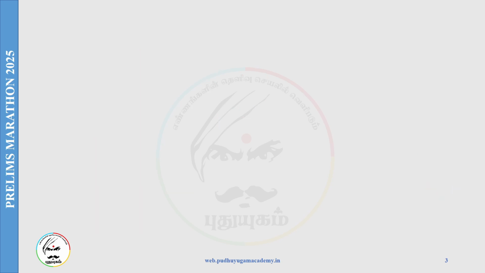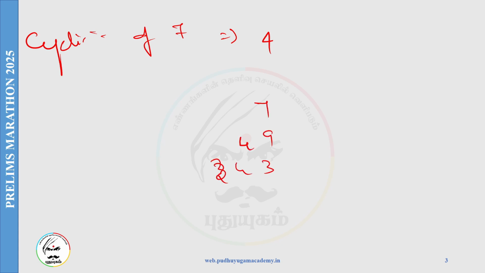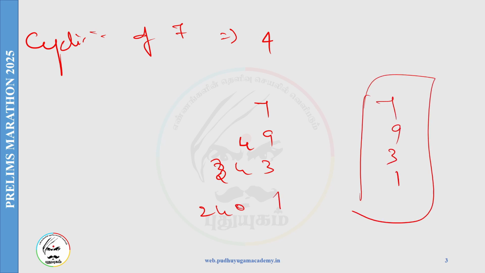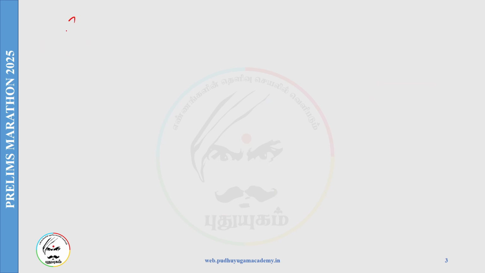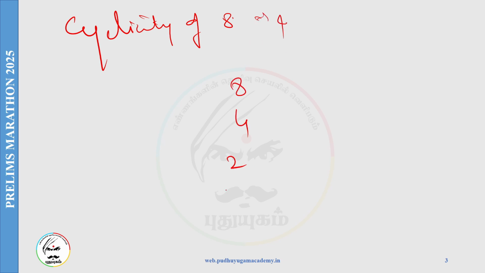Now cyclicity of 7. It is 4, right? So 7, 49, 343 and 2401. That is 7, 9, 3, 1. This is the cyclicity of 7. Next is cyclicity of 8. That is also 4 only. 8, 4, 2, 6.